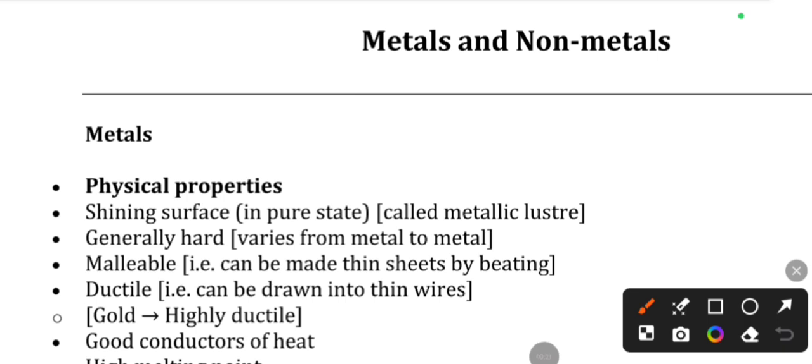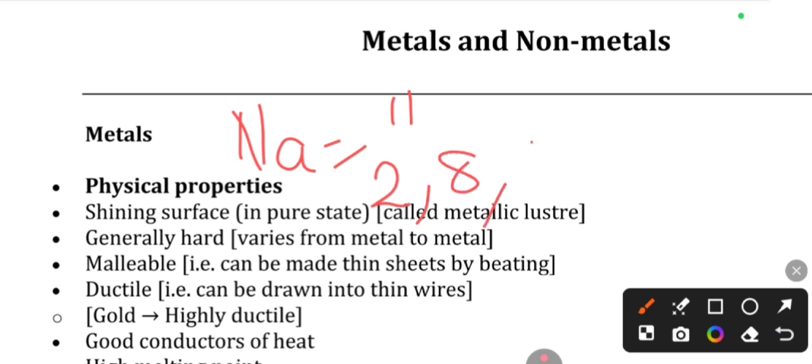You can see here the physical properties of metals. First you should know which elements behave as metals, which carry the positive charge. For example, I have taken one example, that is sodium. Its atomic number is 11. How can you distribute the electrons? 2, 8, 1. In the outermost shell, how many electrons are present? Only one. It is less than 4.